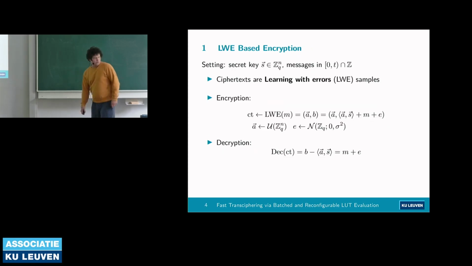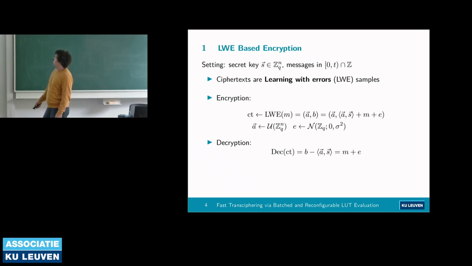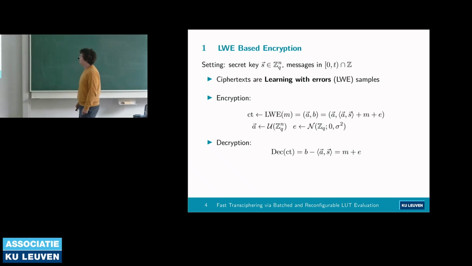So what's the setting? I'll show you first how I would encrypt values in this context. The ciphertexts are so-called learning with errors samples. The key would be a secret vector from the integers modulo q, and we'd have some message space between 0 and t excluded. To encrypt, we first sample a random vector from the same space as the key and compute the inner product, add the message, and add some small error, which is usually sampled from a discrete Gaussian distribution. To decrypt, we again take this right-hand side, subtract the inner product of the vector and the secret key, and we get m plus the error.